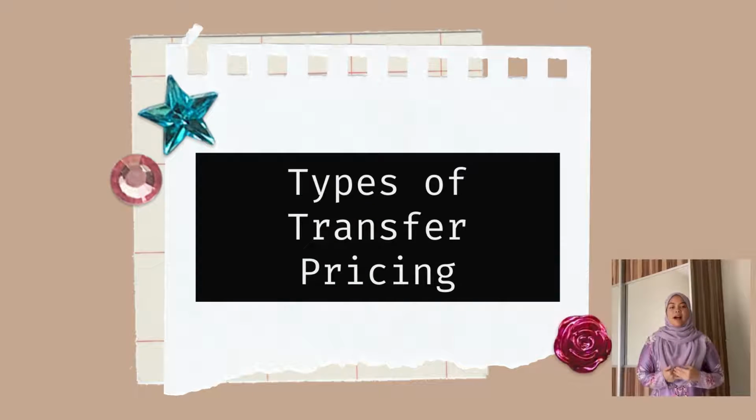For my part, I would like to briefly explain the types of transfer pricing. Generally, companies can determine transfer pricing through three different ways, which are: first, market-based transfer pricing; second, cost-based transfer pricing; and third, negotiated transfer pricing.